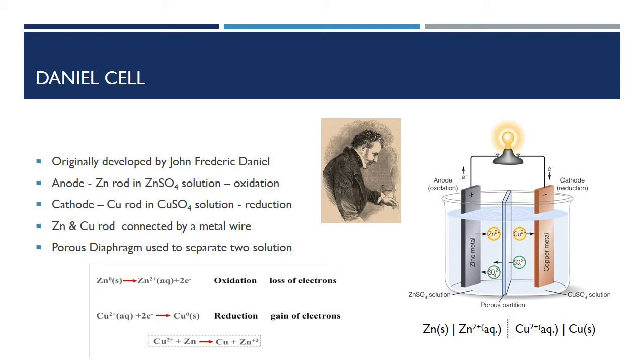Daniell cell is an electrochemical cell originally developed by John Frederick Daniell, an English chemist. It consists of an anode wherein a zinc rod is dipped in zinc sulfate solution and a cathode where a copper rod is dipped in copper sulfate solution. The two rods are connected by a metal wire and the two solutions are separated by a porous diaphragm.